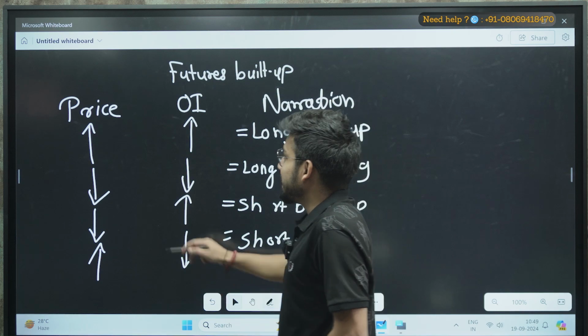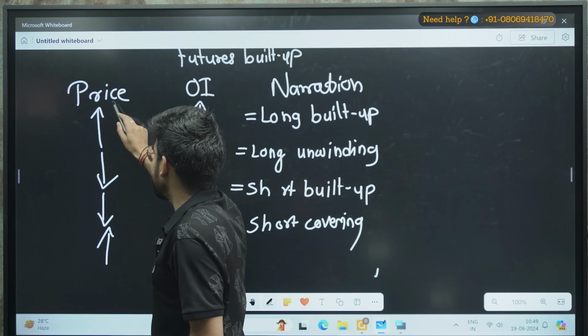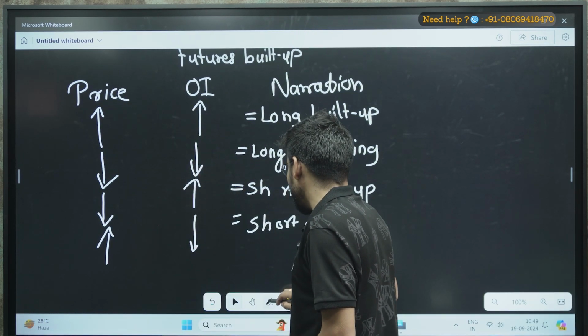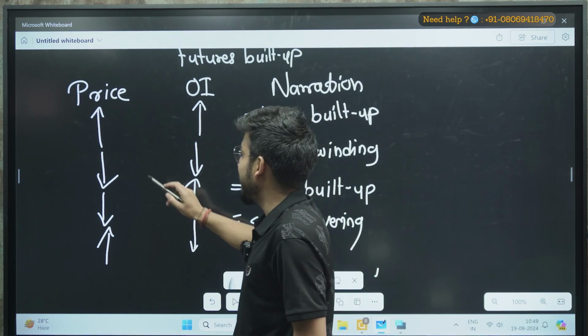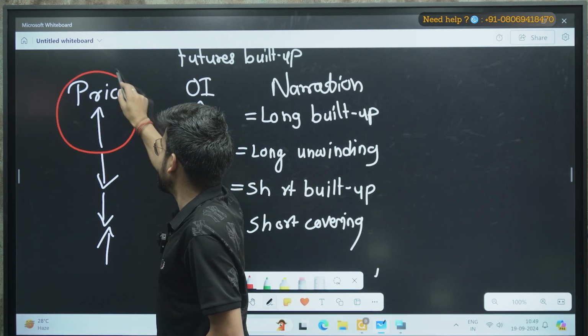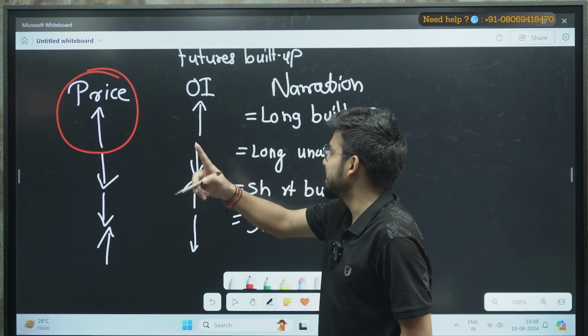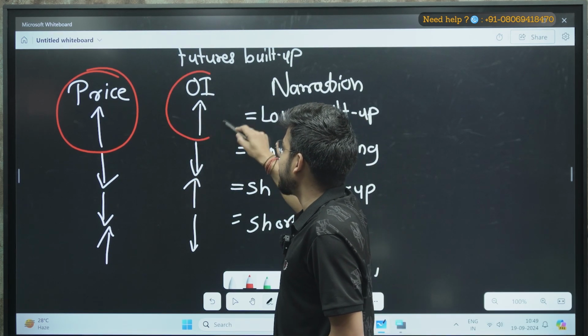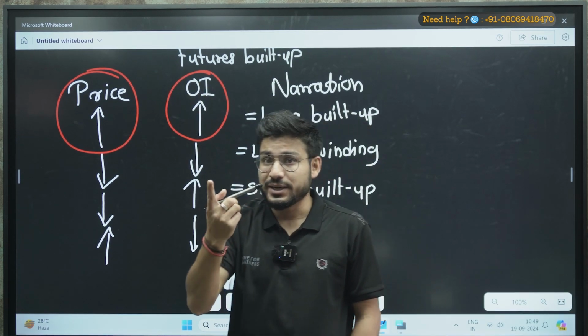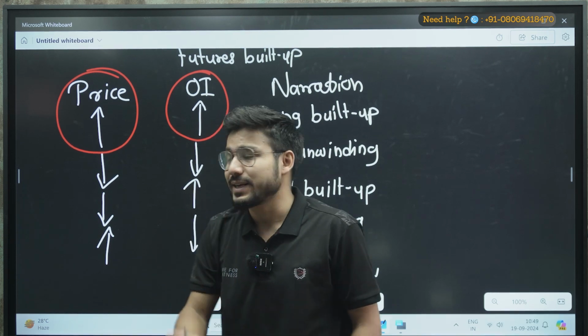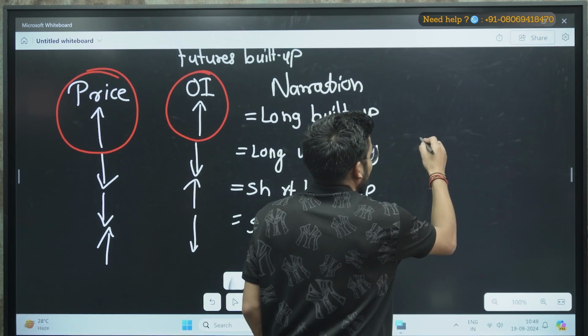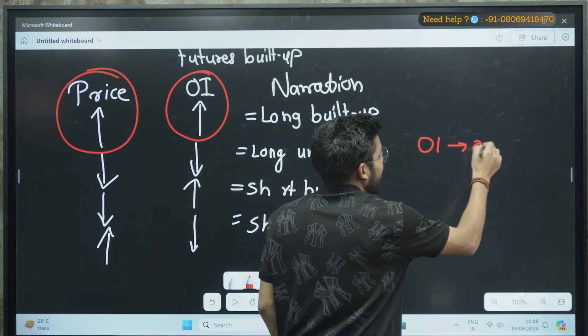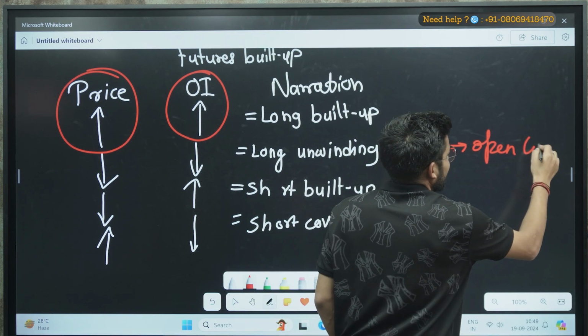So if there is an increase in the price, at that time what generally happens, the price is moving in the upward direction. The price is increasing as well as the open interest is increasing. Now what is open interest? So open interest, I'll write it here. Open interest are the open contracts, you can say open contracts.